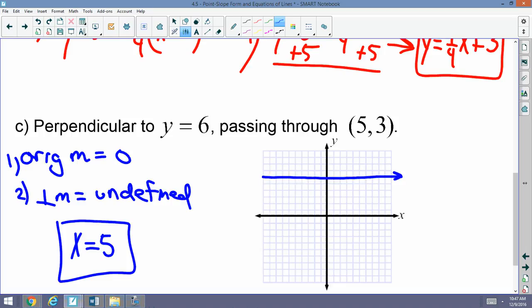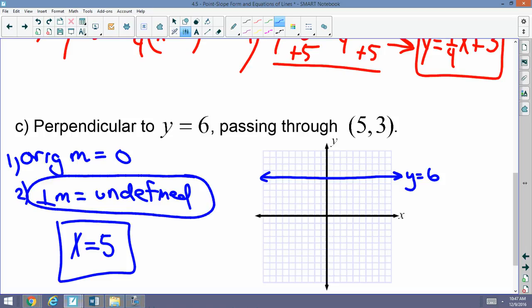That's my equation, y equals 6. We know that the slope is 0 in a horizontal line. Guys, if it's a horizontal line, isn't a vertical line going to be perpendicular to that? So that's why I need an undefined slope to be perpendicular to a 0 slope, and an undefined slope belongs to an x equals equation.